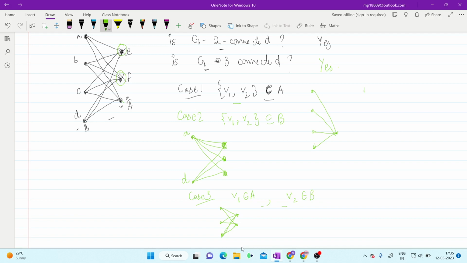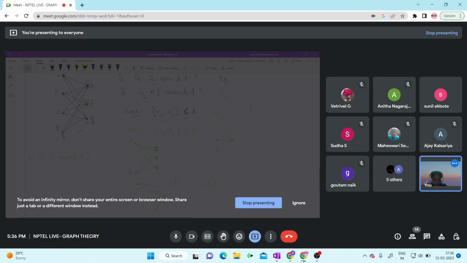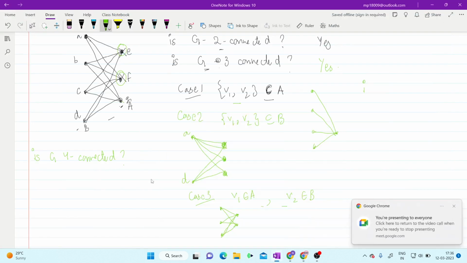But what about 4? Is G 4-connected? What do you think? So first of all, did everyone understand why G is 2-connected and 3-connected? Is it clear or should I repeat? No, it is clear. Clear, ma'am.